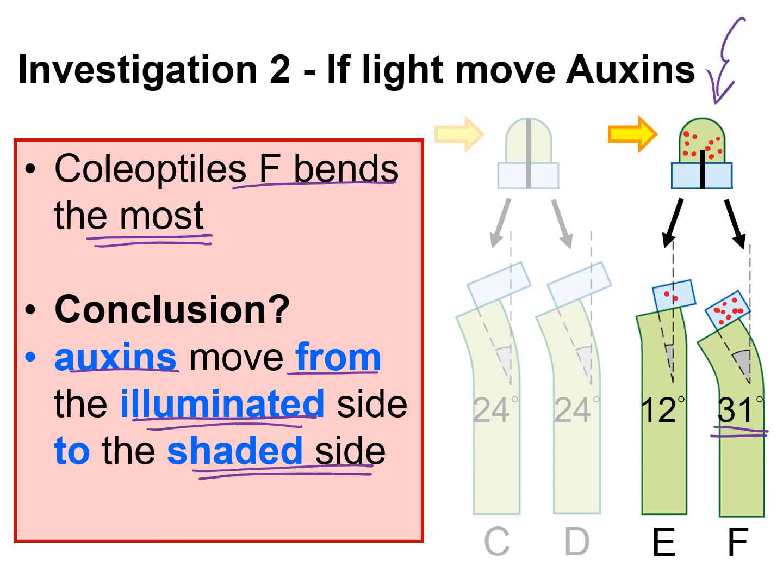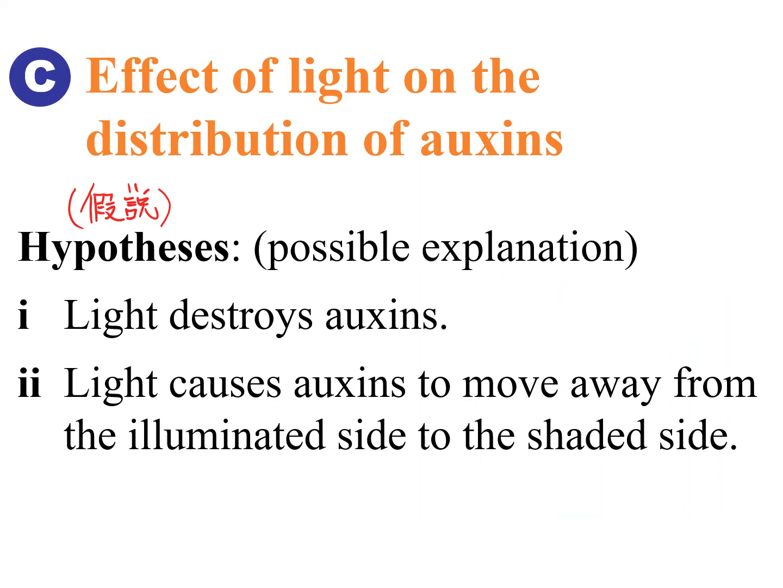Let's take a look at the tube. And therefore, in the agar on the left, it will have less auxin, while for the agar on the right, it will have more auxins. Based on the result of the experiment, this supported that hypothesis 2 is correct. Light can cause the auxins to move away from the bright side to the shaded side, while hypothesis 1 is wrong. That is the end of the video of Discovery of the Auxin Part 2.